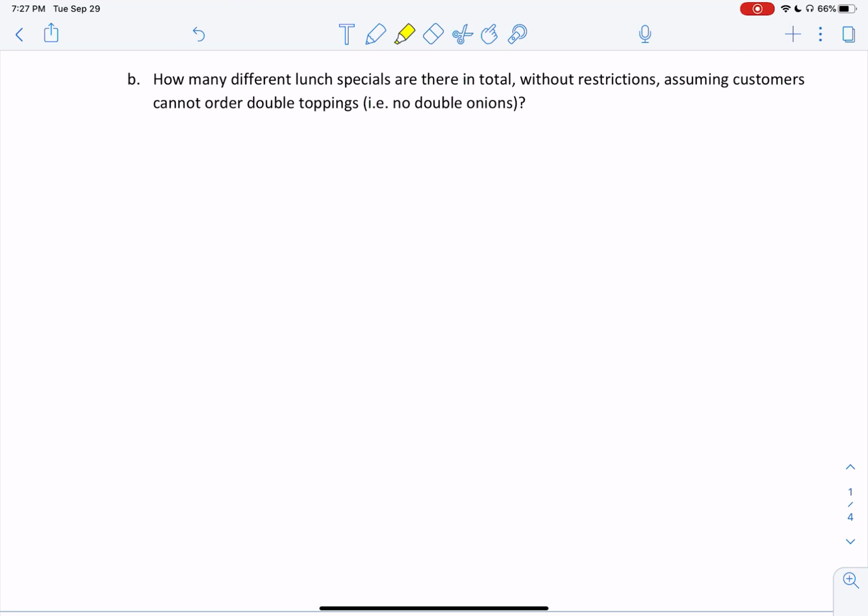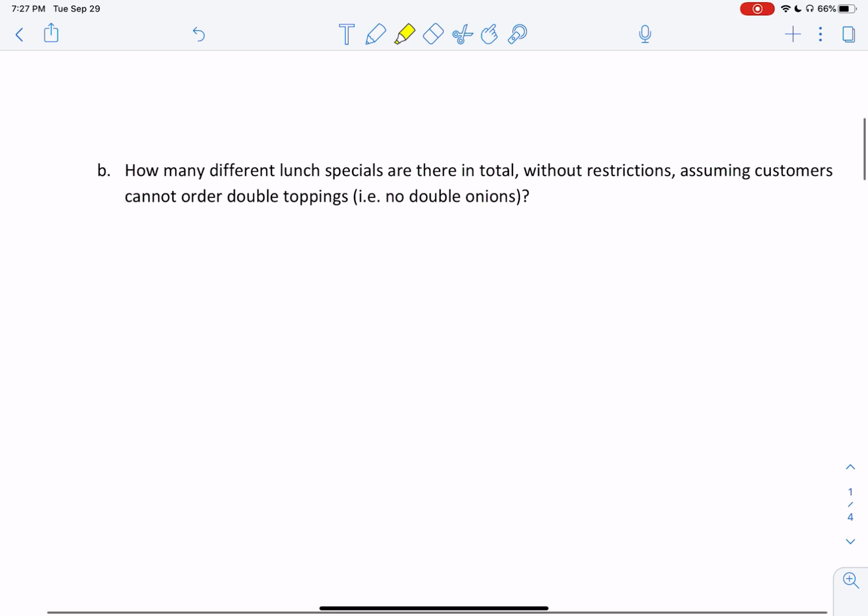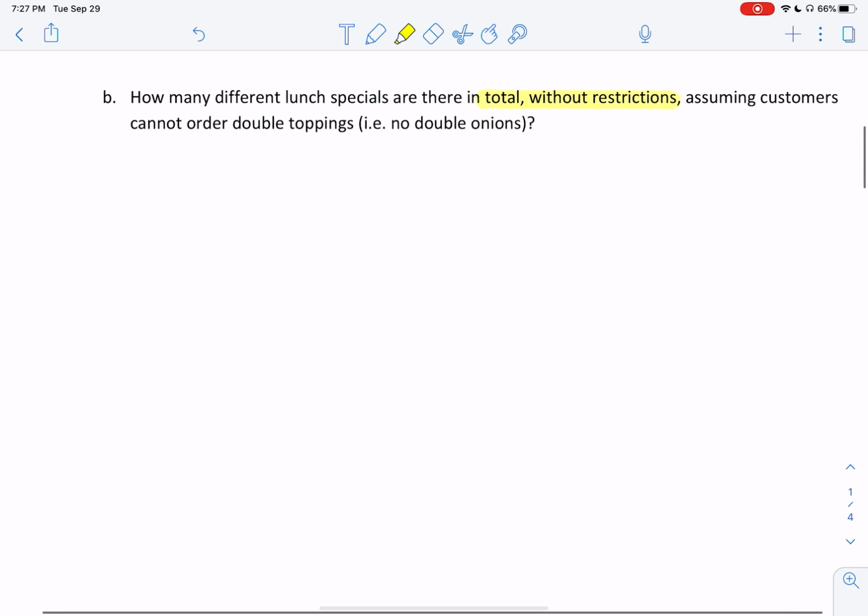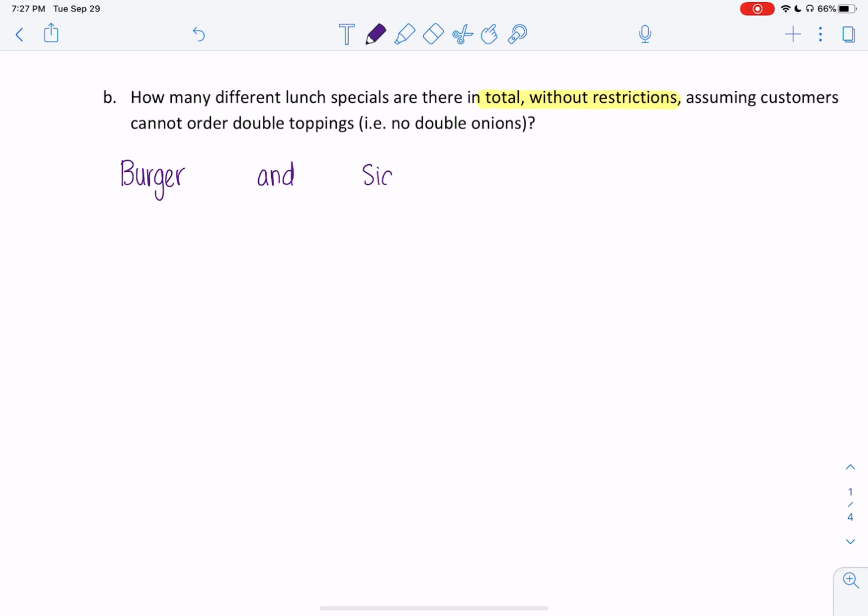So we're looking for the total with no restrictions. So again, let's write out the things that come in our lunch special. So first, we have our burger, and we'll have a side, and we'll look at that ice cream again. And again, I'm writing ice cream instead of the shake because the flavors do matter, because depending on the flavors, it would be a different shake.